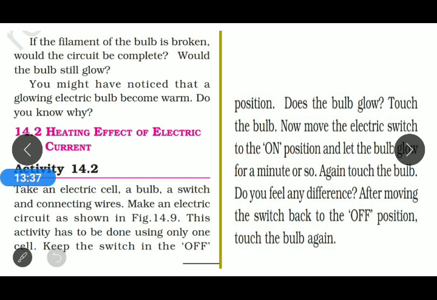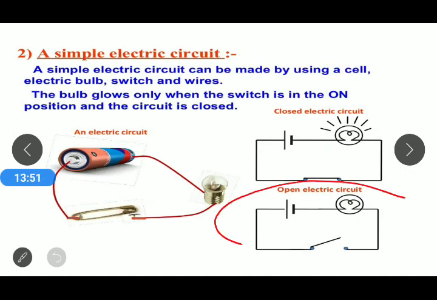Now what is the first step after connecting all these parts of the electrical circuit? First of all, we keep the switch in the off position. This is the first condition we have to perform in activity 14.2. Can the bulb glow? The answer is no, the bulb does not glow. What is the reason? The reason is that electrical current does not flow through the electrical circuit. That's why the bulb does not glow.